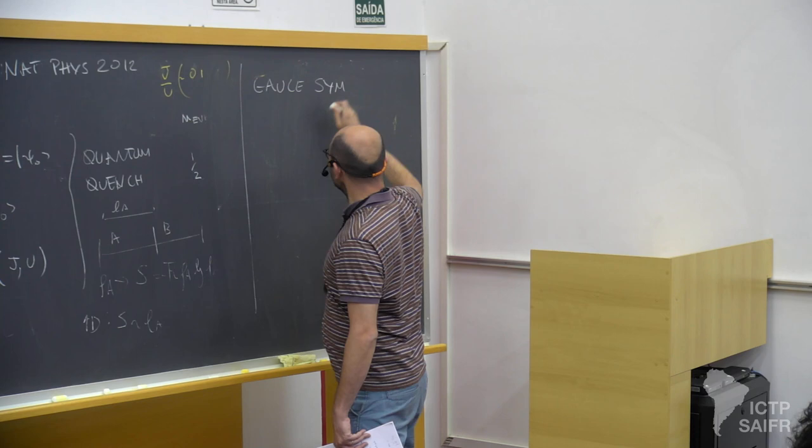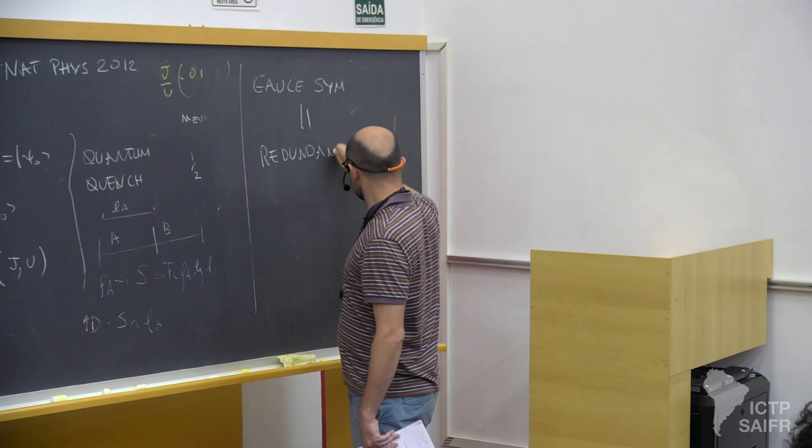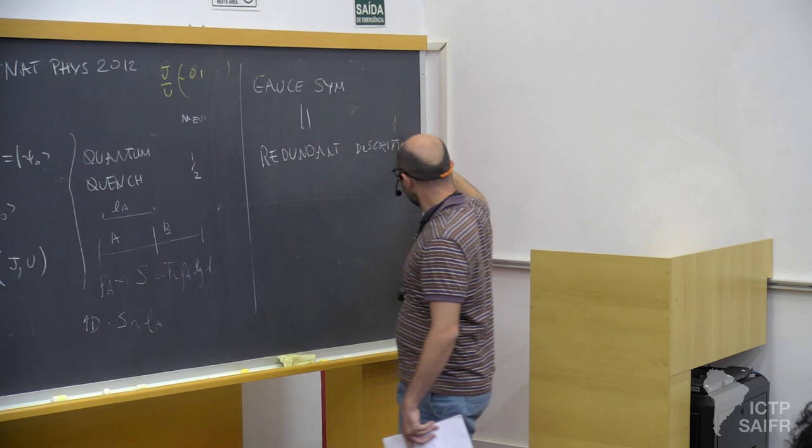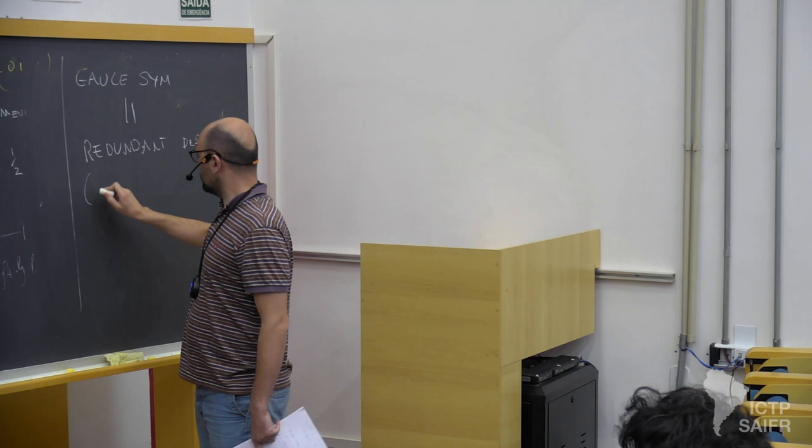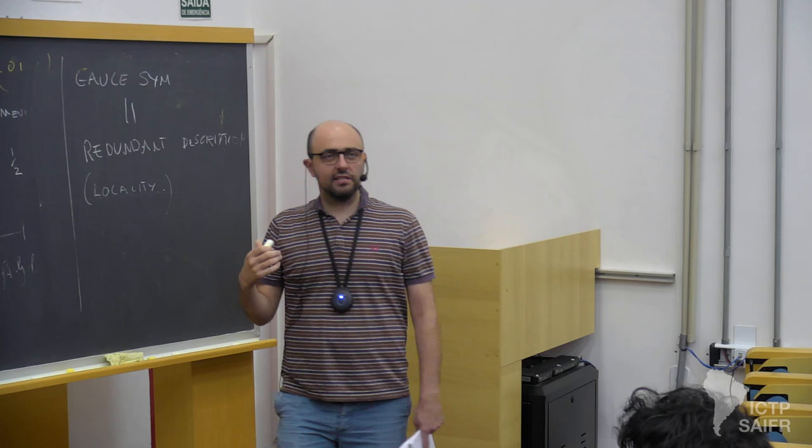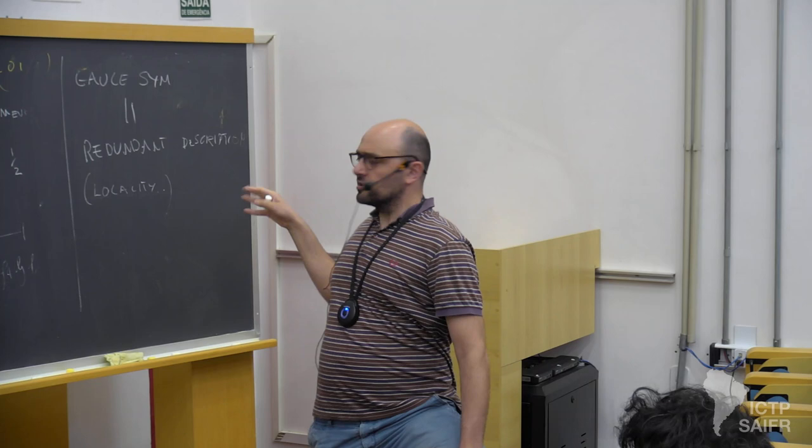Gauge symmetry is equivalent to redundant description. That, however, comes very naturally, because this redundant description allows us to keep concepts such as locality intact. So there is a very strong conceptual advantage in utilizing that. We'll see also there is a practical advantage, but I think this was not the reason why it was introduced.